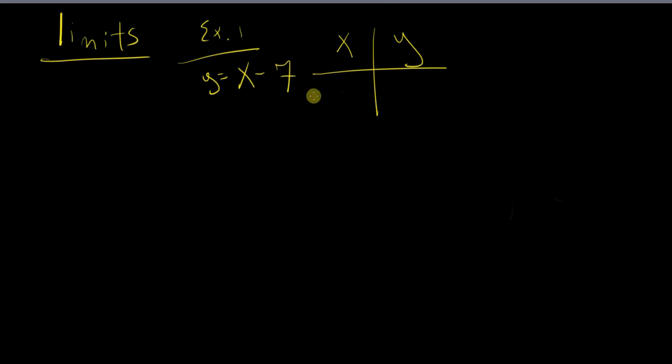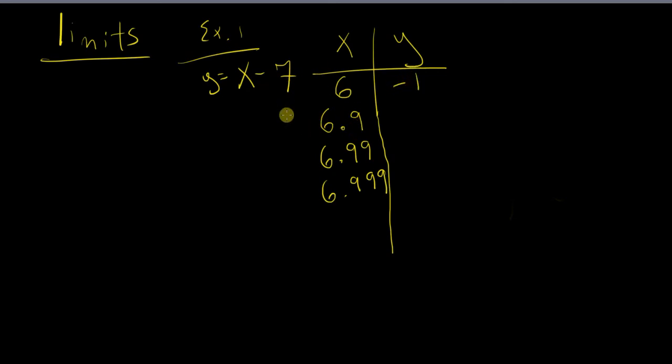So let's go ahead and start with 6, and we'll slowly get to 7. We'll do 6. We'll do 6.9. We'll do 6.99. We'll look at 6.999, and we'll see what value we get in each of those. We don't need a calculator. Alright. 6 minus 7 is minus 1. That's not too bad.